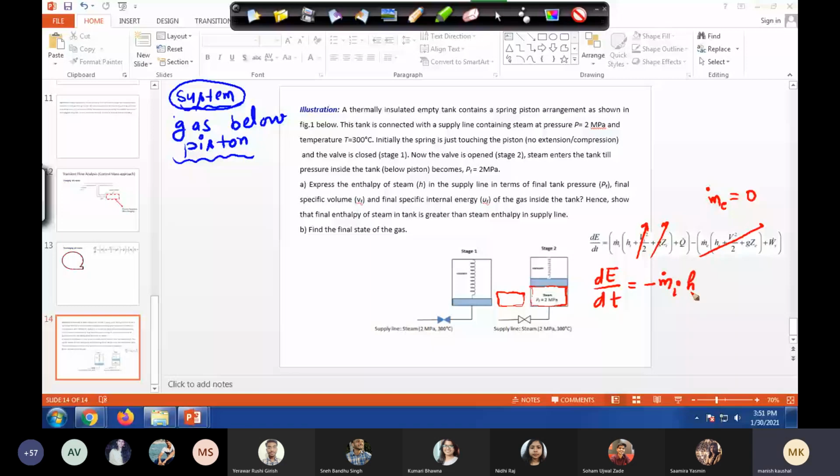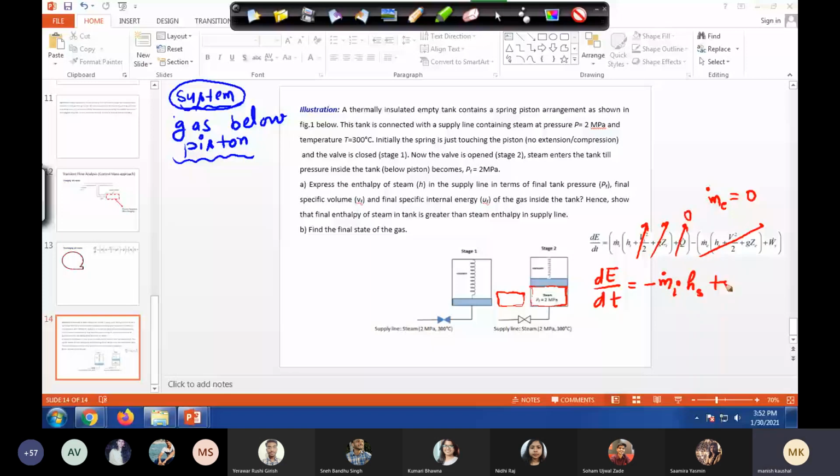From where is the gas coming? From the supply line, right? Yes, sir. So this is the supply line HS. This time, there is no doubt. There is no Q dot, no heat transfer, because we are not giving any heat to the gas. This is also gone. Now we have to talk about this term. What do you think?